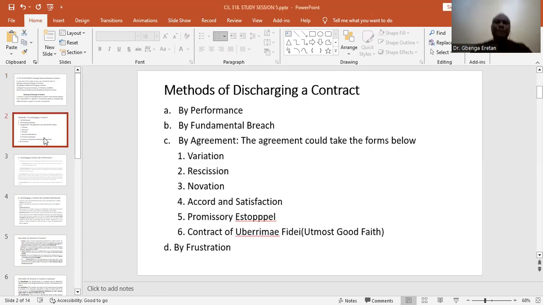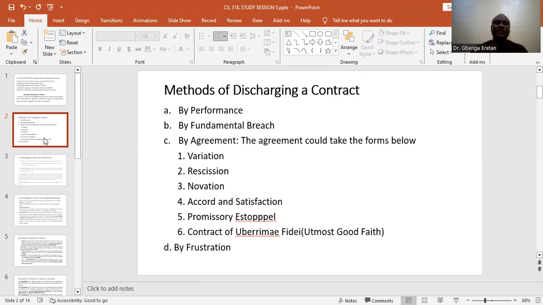We now move on to look at methods of discharging a contract. Under what circumstances could a contract be said to be discharged? There are 4 methods by which a contract could be discharged. 1, by performance. 2, by fundamental breach of the condition of the contract. 3, by agreement. And 4, by frustration. So a contract could be discharged by performance, by fundamental breach, by agreement, and finally, by frustration.